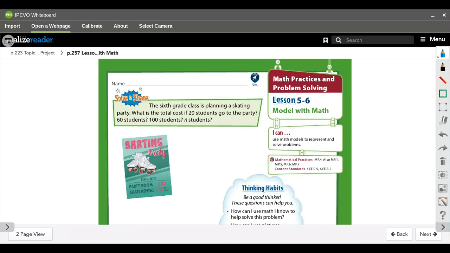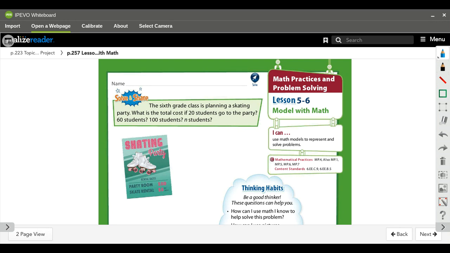Working on our last lesson today within topic 5, which is going to be modeling with math. Mathematicians use the mathematical practice of modeling with math to represent and solve problems. So that's going to be your focus today: solving problems and representing your work by using math models.